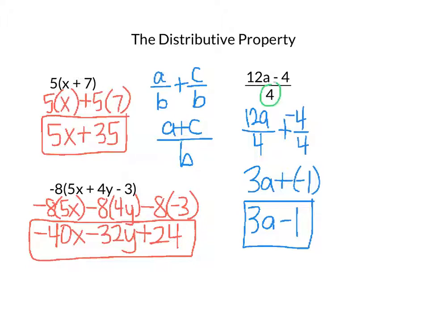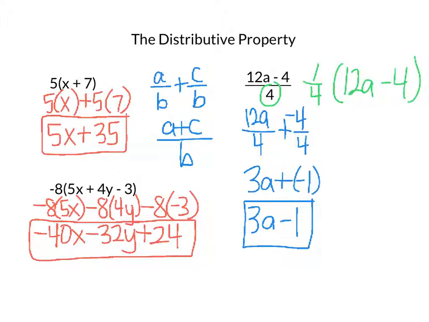Now there is a second way to do this, and that is to turn the division of 4 into multiplication by its reciprocal. And that's how we turn division into multiplication, is we multiply by the reciprocal. So dividing by 4 is the same as multiplying by 1/4. So this is the same as 1/4 times 12a minus 4.